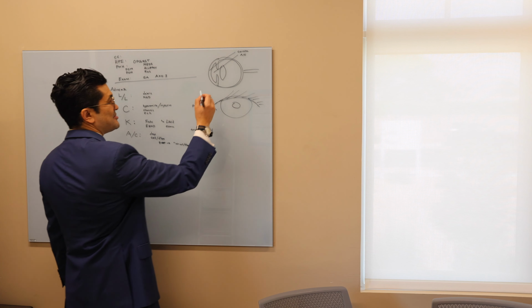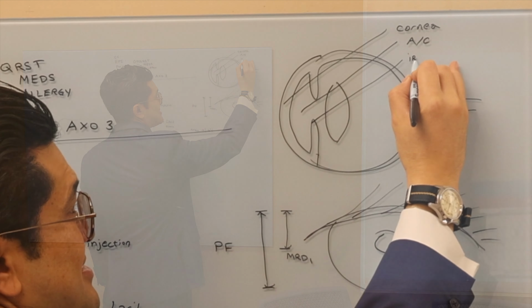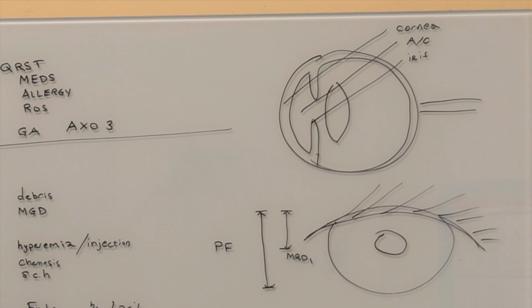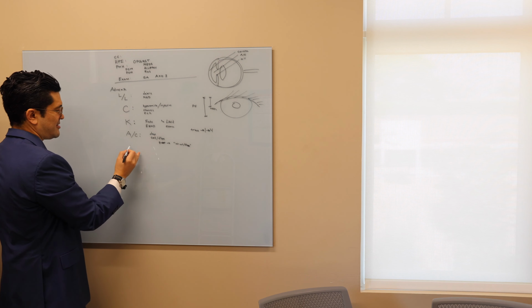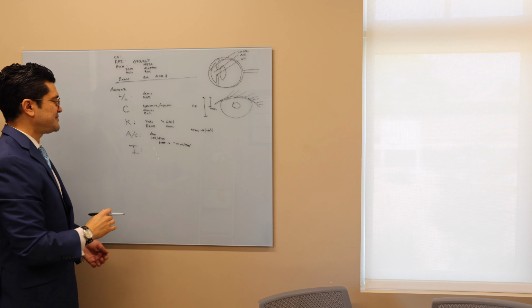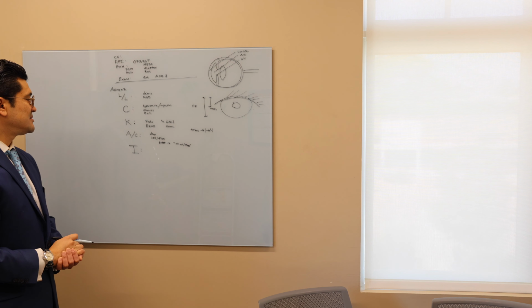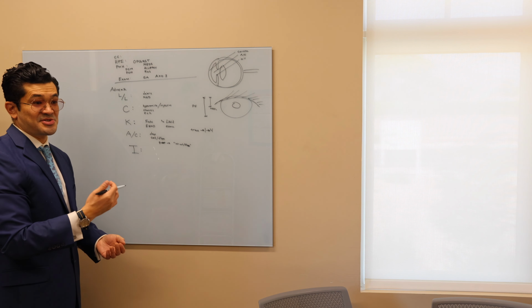Okay, as we go a little deeper here, we're going to get to the iris, right? That's the next spot. And in our key, we're going to just say I. I for iris. This really, not too much happens here unless there's severe pathology.